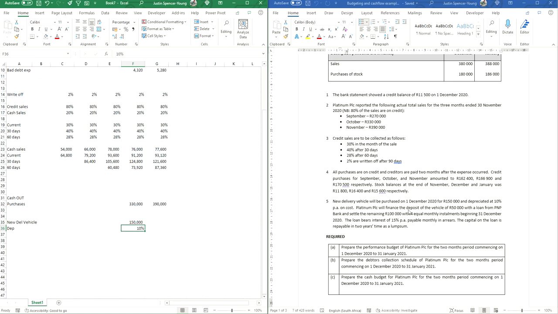All right. Platinum PLC will finance a deposit of the vehicle of 50,000 with a loan from PNP Bank. Okay, so let's put here deposit 50,000, not percentage, Justin, 50,000. All right, and to finance that, they are going to get a loan of also 50,000.